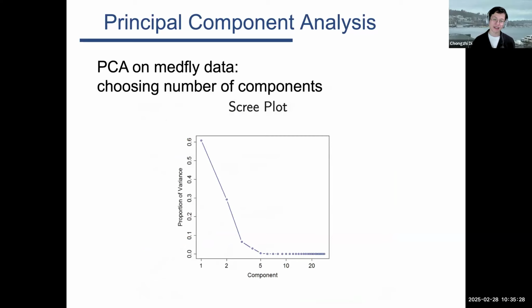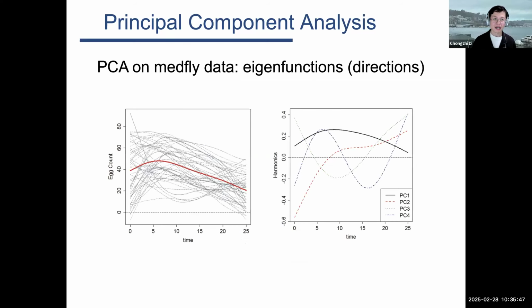A lot of data sets typically have this type of shape. It actually goes down pretty rapidly. That's a good thing, because it means we can probably take the first two or maybe three components that give us most of the information. And if we do a PCA, we are able to get the mean function.